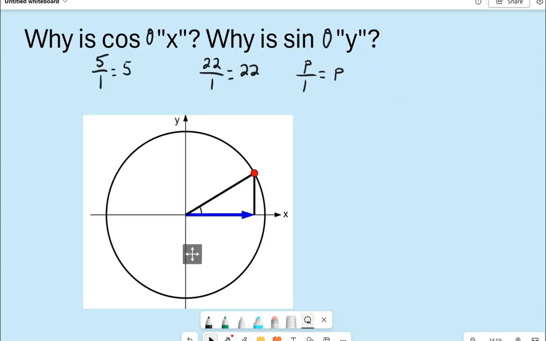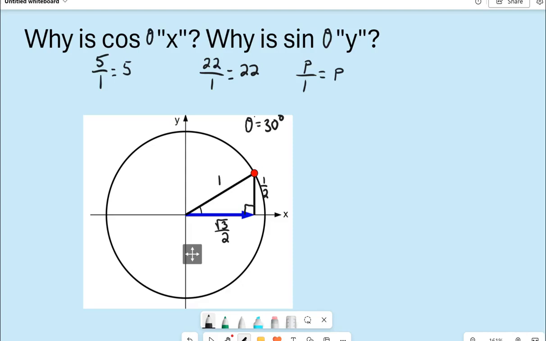In this one, theta is 30 degrees. Once we create a 30, 60, 90 triangle, we know there are certain properties. We know the short leg will be 1/2, and the long leg will be √3/2. Now what do we know about the radius? It's a unit circle, so that radius is always going to be 1.